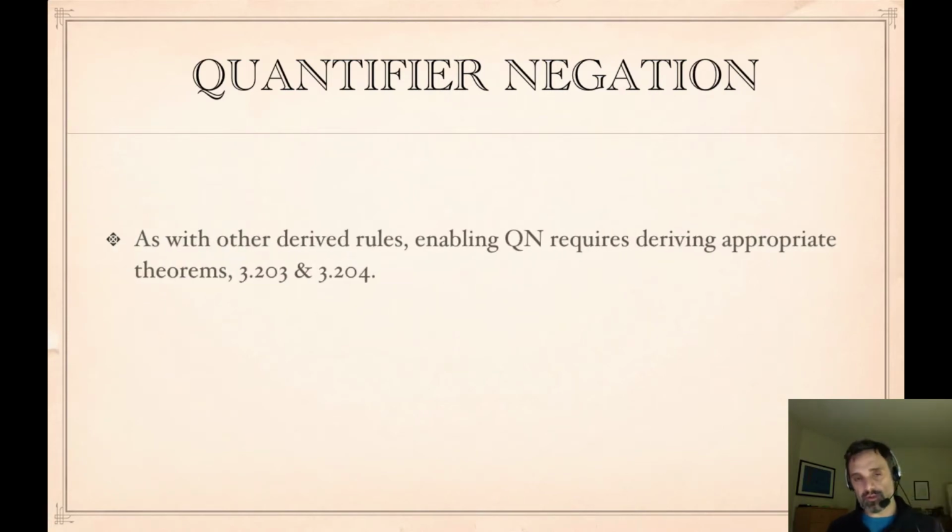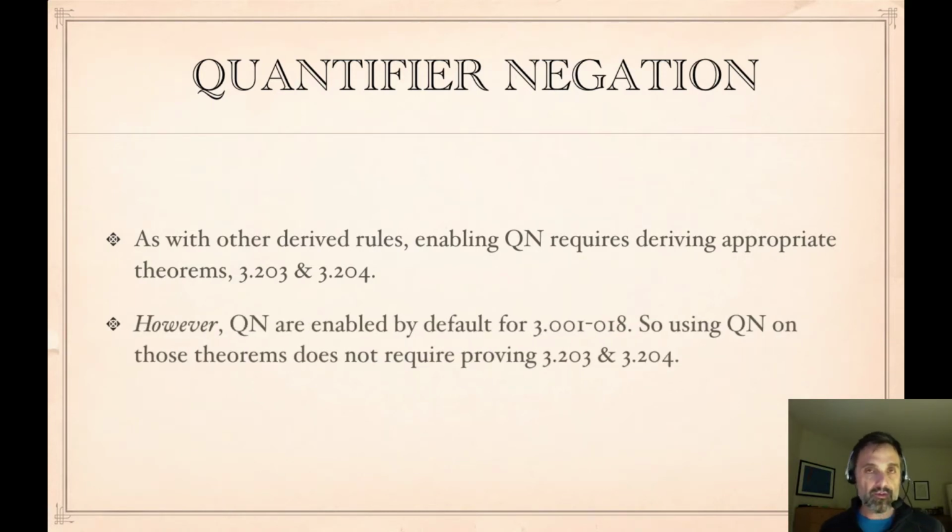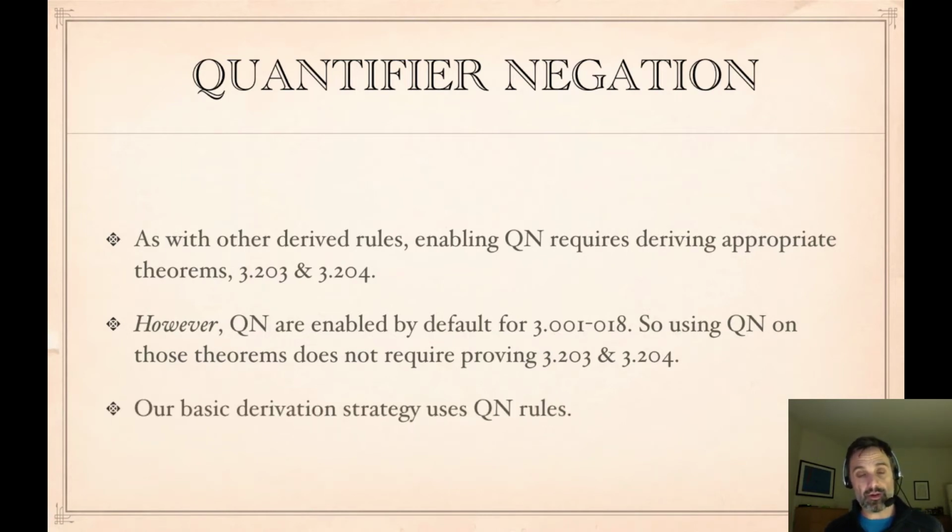To enable these rules, you have to derive certain theorems, and in this case, it's theorems 203 and 204. However, there's a caveat to this, which is that QN is enabled by default for 3.1 through 3.18. So to use QN on those, you don't have to derive theorems 203 and 204. You can just go ahead and use them without having done anything else. Once you get beyond theorem 18, at that point you'll need to derive theorems 203 and 204.